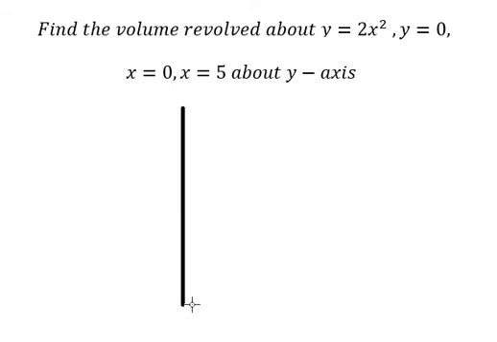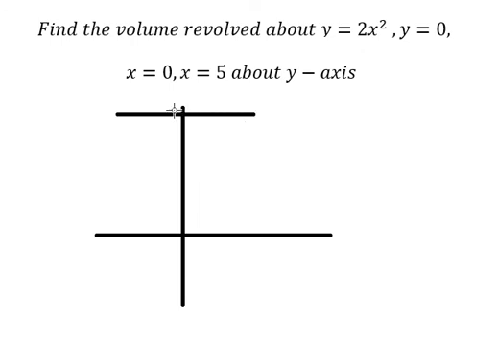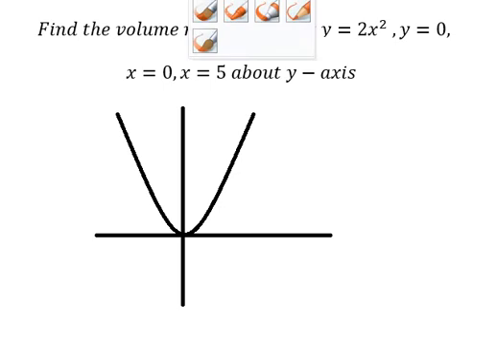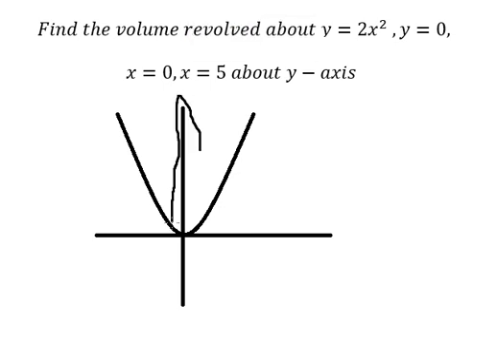First, we need to write the function in here. y equals 2x squared. The graph should be like this. x equal to 0, that is about this line in here. x equals 5, that is about this one in here. y equal to 0, that is about this one in here.